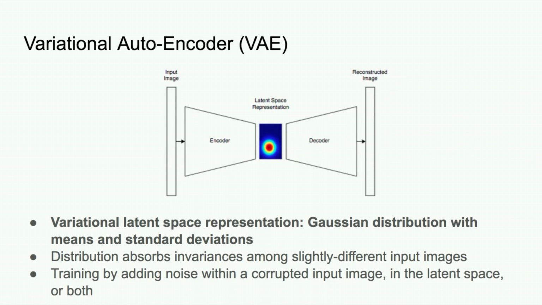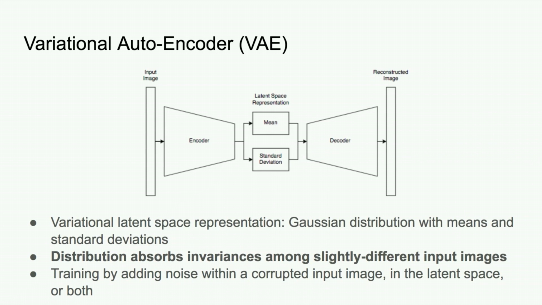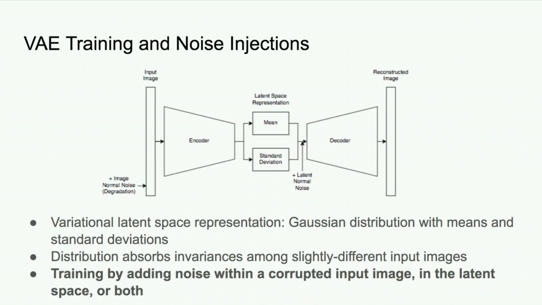This is why we illustrate the representation by putting a disk in a rectangle in previous slides. The distribution tries to absorb and be robust against empirical invariances introduced by the dataset and training. Training augmentation can be done by adding noise via corrupted training images and/or noise in latent space.